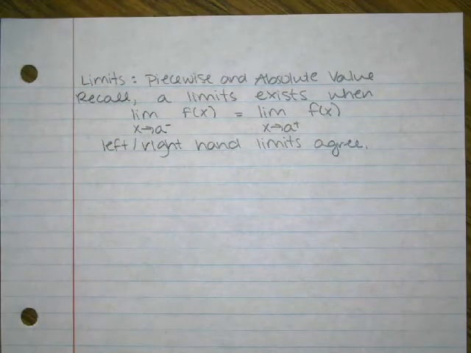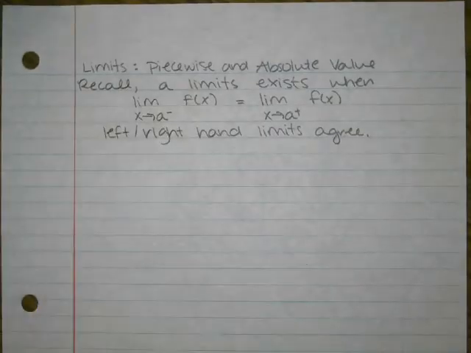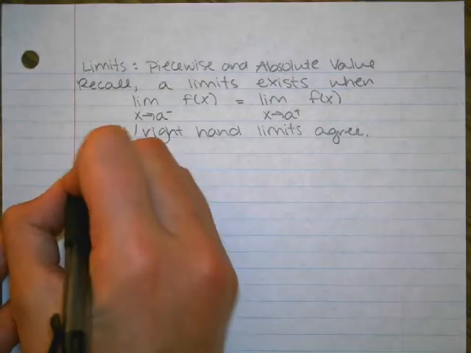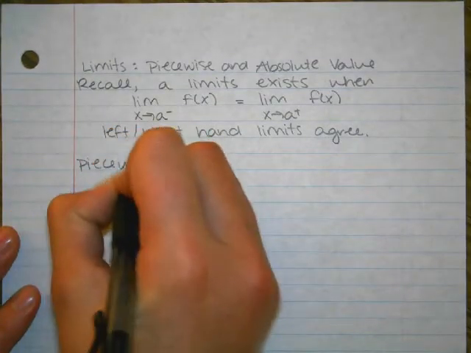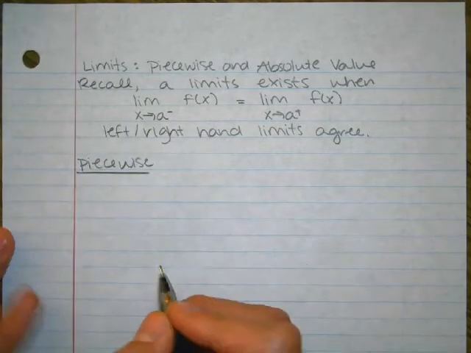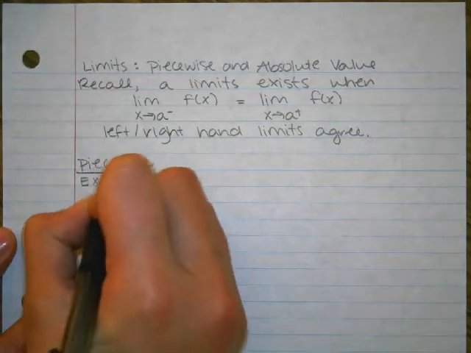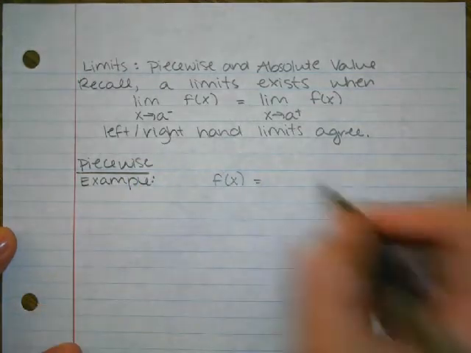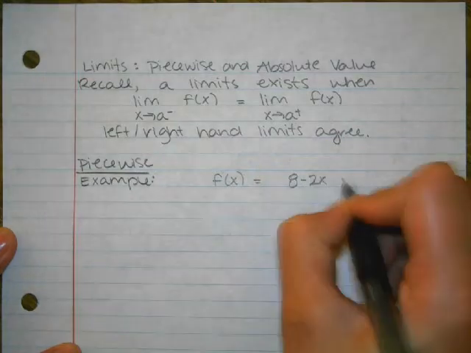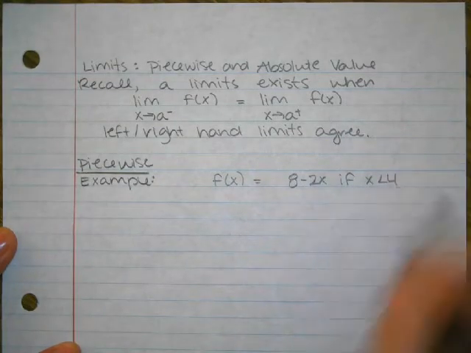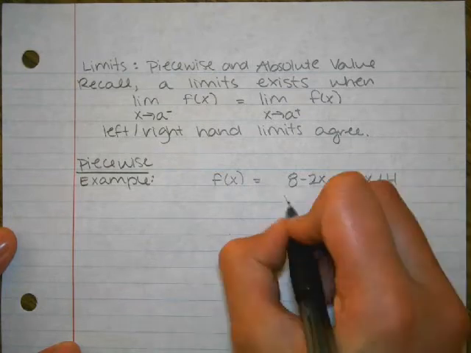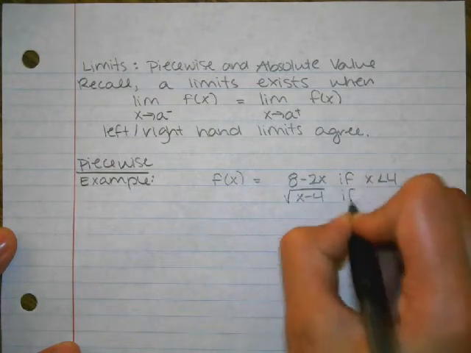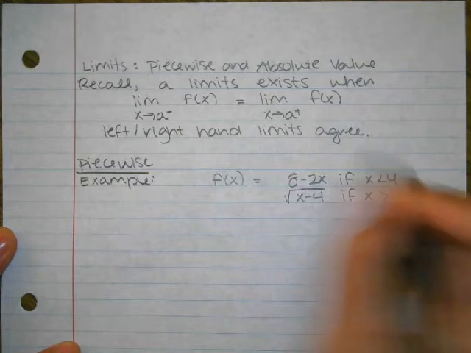So when we look at these functions, this is going to be our trick to being able to do these functions by hand if we don't have a graph of the function to reference. So first, we'll go ahead and start with the piecewise portion of the notes. And our first example is going to be using the piecewise function. F of x is 8 minus 2x if the x value is less than 4. And it's going to be the square root of x minus 4 if the x value is greater than 4.